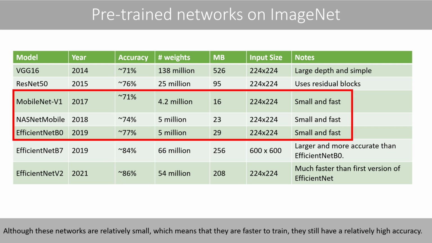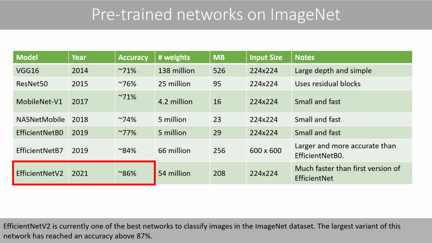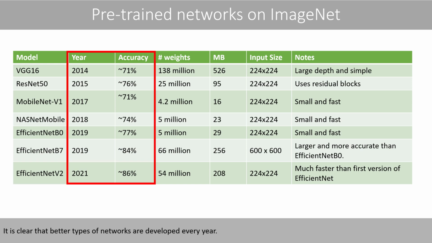Although these networks are relatively small, which means that they are faster to train, they still have a relatively high accuracy. EfficientNet v2 is currently one of the best networks to classify images in the ImageNet dataset. The largest variant of this network has reached an accuracy above 87%. It is clear that better types of networks are developed every year.